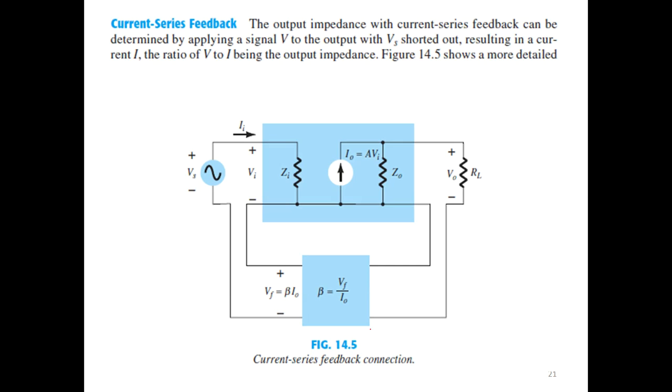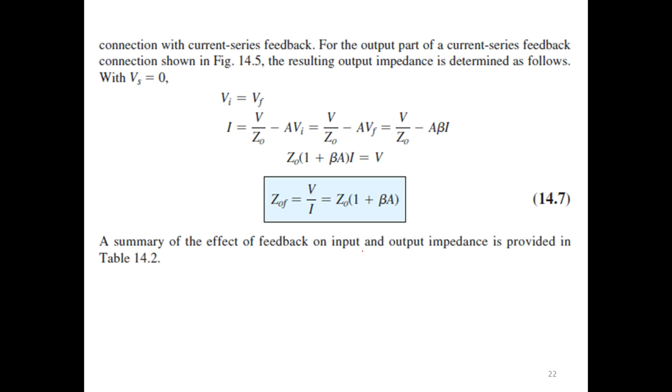Okay, then similarly for the current series feedback, it can be done. Just observe how we represent a current series feedback, especially the amplifier part. Here the output impedance is in parallel with respect to the current source. That's the difference in the case of a current series. Finally, the expression for output impedance for a current series feedback is Z0 multiplied by 1 plus beta A.